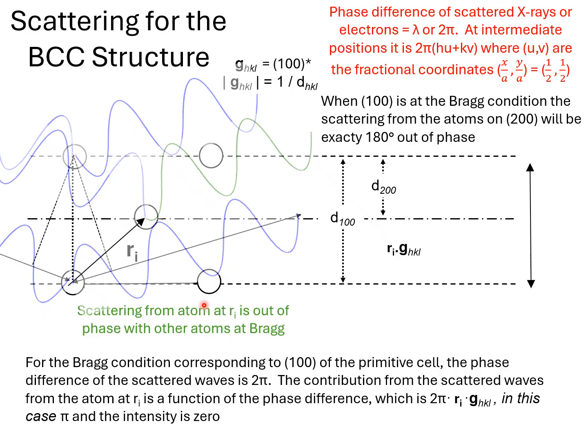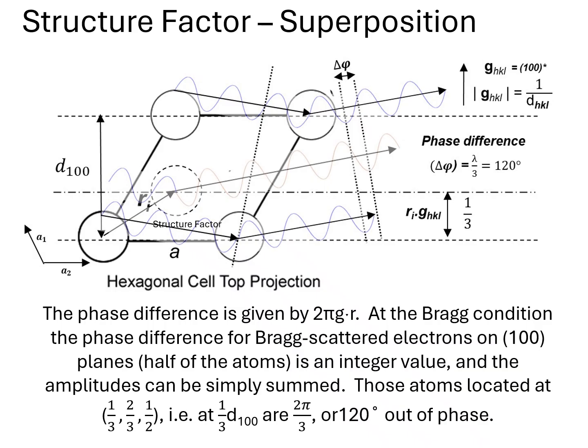And that half defines the phase difference between the two. So when we represent that phase as 2 pi and multiply it by this dot product, which is a half, then we get the phase difference from the scattering from that atom is pi, which is 180 degrees. Again, a lot to assimilate.